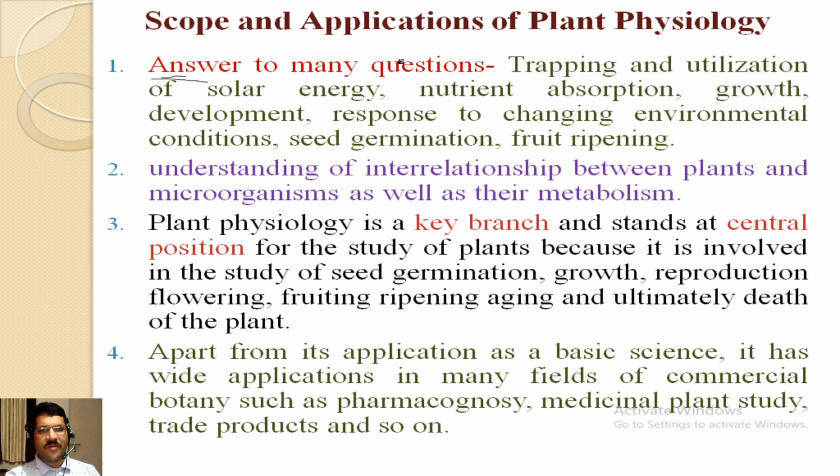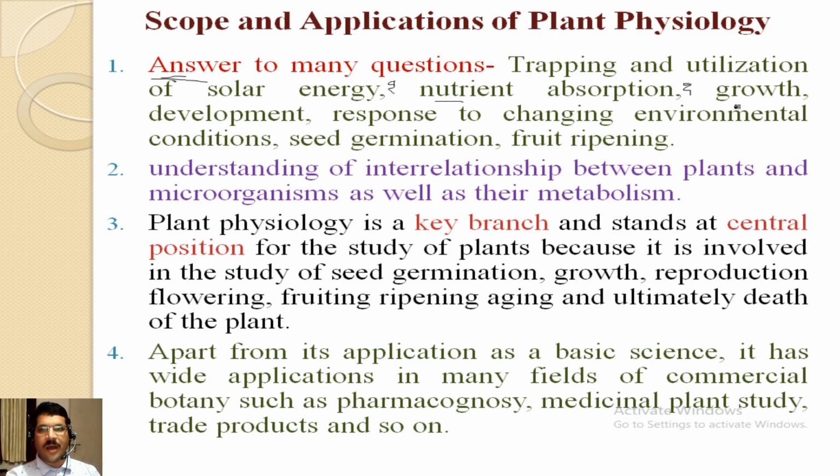You might have different questions in your mind about different types of mechanisms taking place in the plant body. For example, trapping and utilization of solar energy. So this is our first question. How plants will trap sunlight and how that sunlight is utilized in the plant for the production of food. Next question, nutrient absorption. How roots are involved in the process of nutrient absorption and how these absorbed nutrients and water are supplied to the uppermost part of the plant.